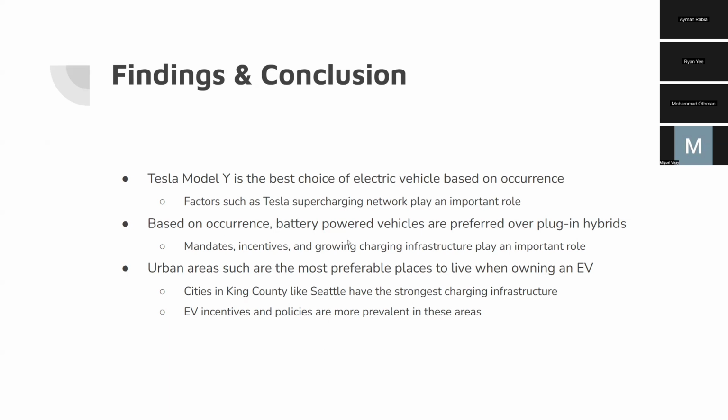And lastly, urban areas are typically the most preferred places to live when owning an EV, or EVs are most preferred by people in urban areas. There's a correlation there. As we saw, cities in King County like Seattle and Tacoma have the strongest charging infrastructure, so that's likely a reason. And also, EV incentives and policies are much more prevalent in those areas than other cities that are outside urban areas.